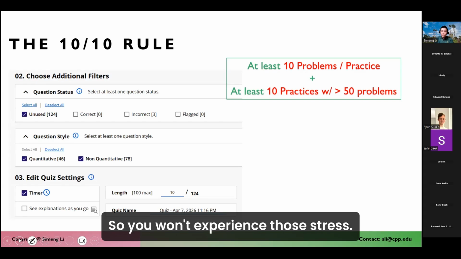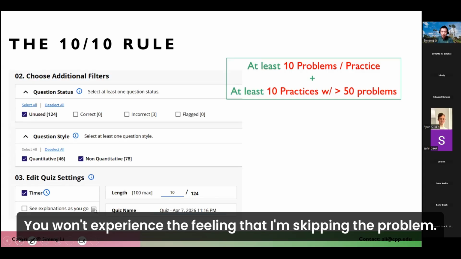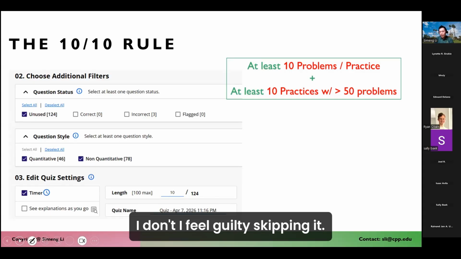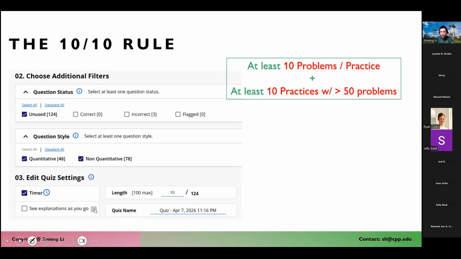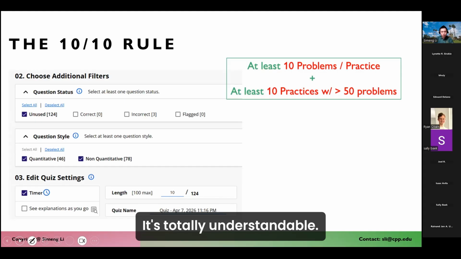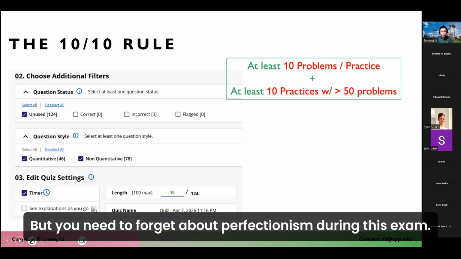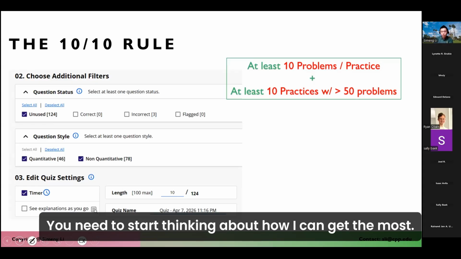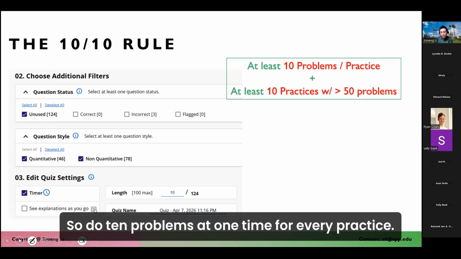So you won't experience that stress. You won't experience that feeling of I'm skipping a problem and I feel guilty skipping it. You know, a lot of people have that feeling, I need to be a perfectionist. It's totally understandable, but you need to forget about perfectionism during this exam. You need to start thinking about how I can get the most. So do 10 problems at one time for every practice.